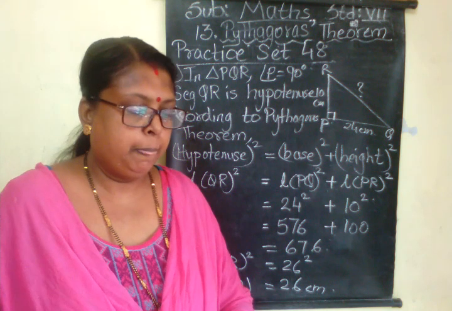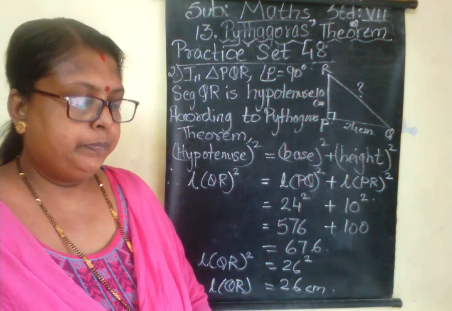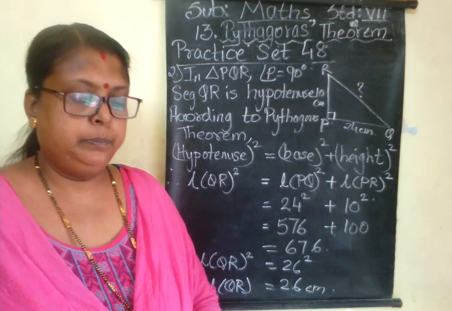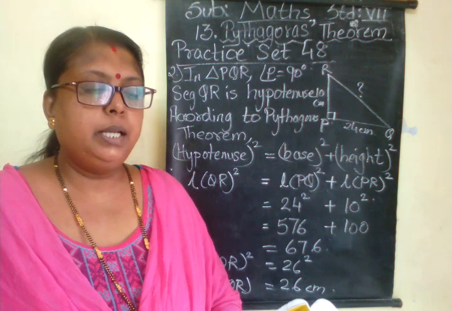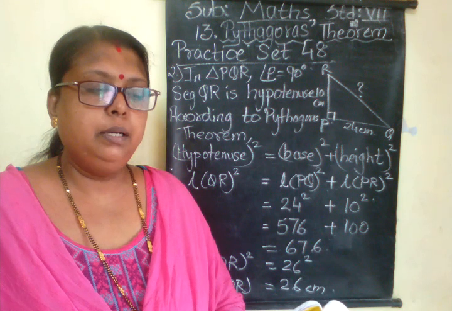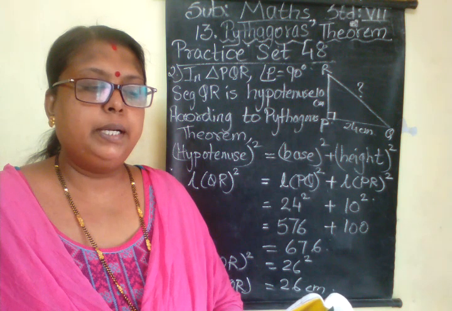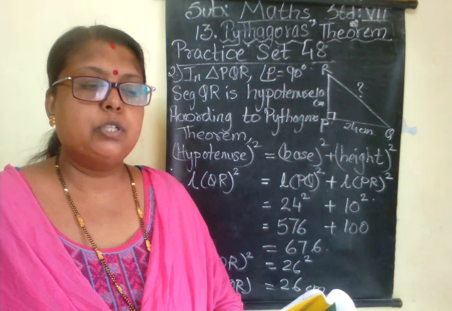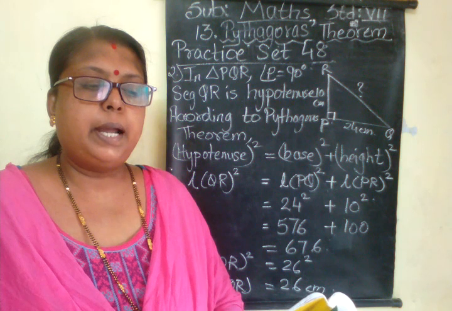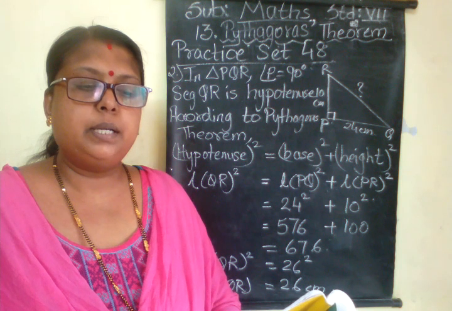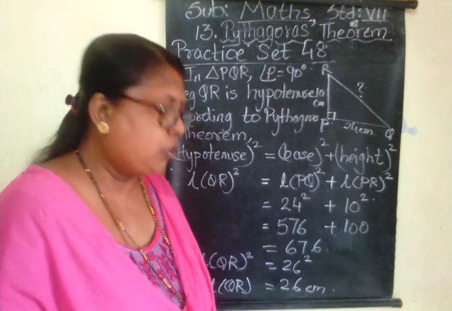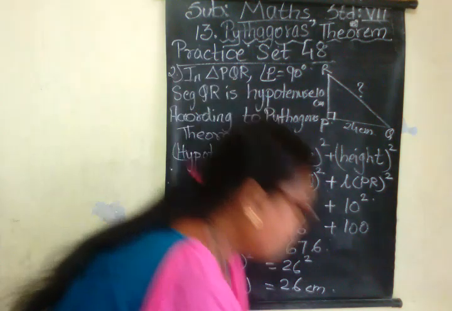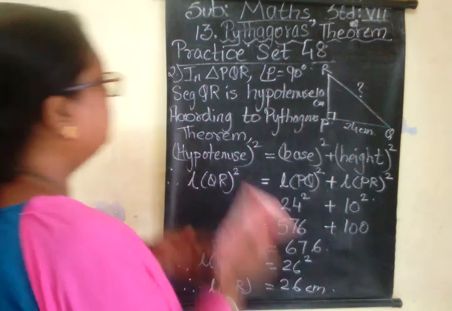Now children, sum number 3. See the sum number 3 question. In the right angle triangle LMN, M is equal to 90 degrees, if length LM is equal to 12 centimeter and LN is equal to 20 centimeter. Find the length of segment MN. So let us draw the right angle triangle first. I'll rub the answer.